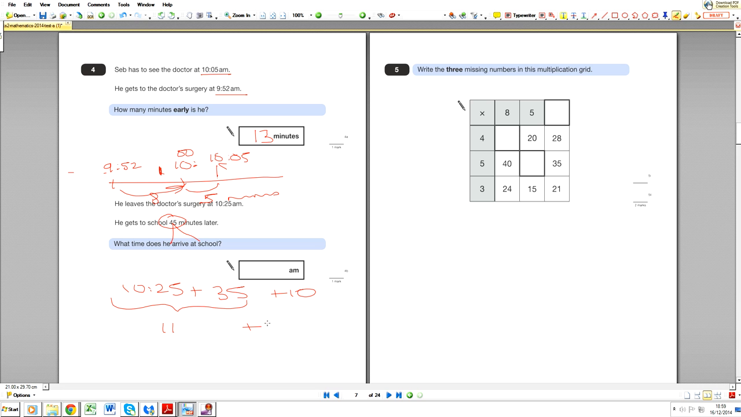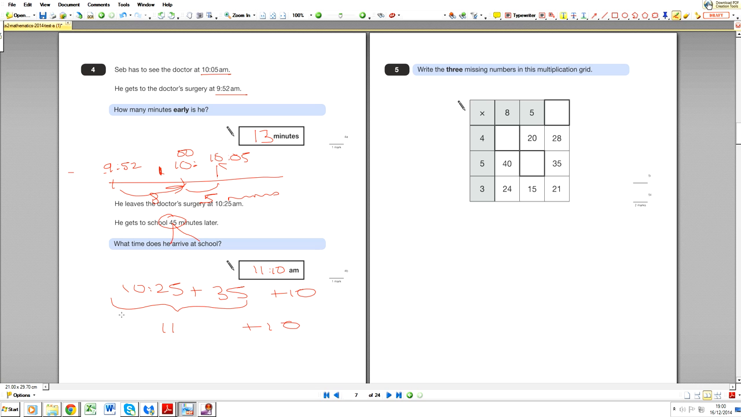And then we add another 10 minutes because we've got to add 45 minutes altogether. So the answer becomes 11 o'clock at 10 minutes, which is 11:15. Okay, the answer will become 11:10. Okay, basic time question. We just show you a way that we can break the numbers down and do it.